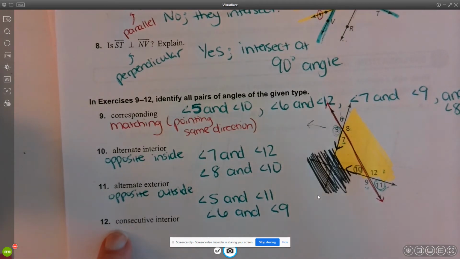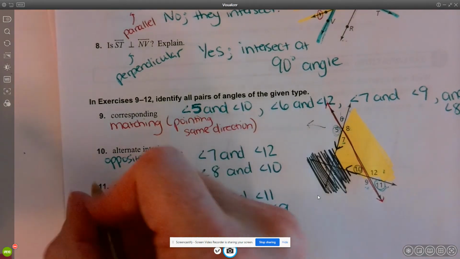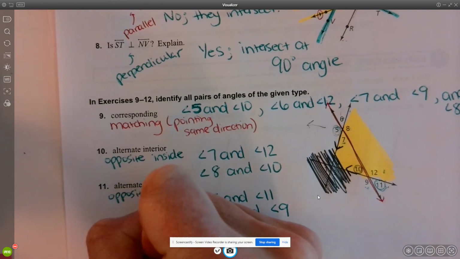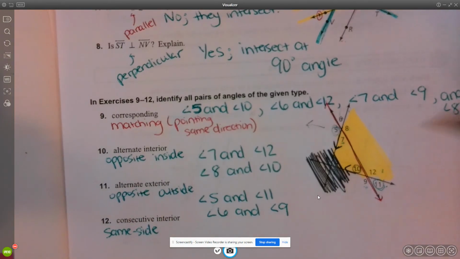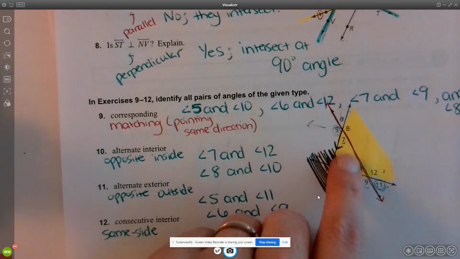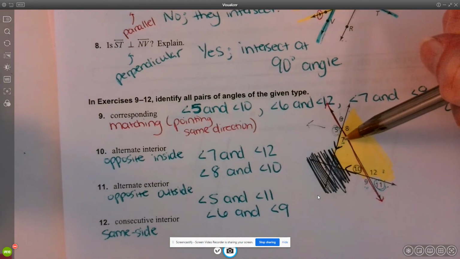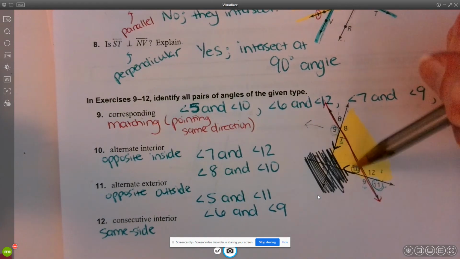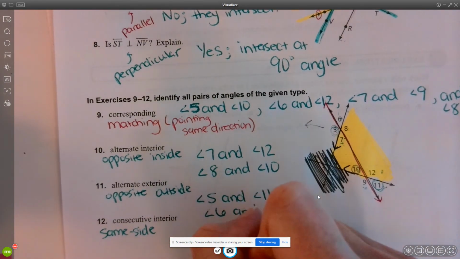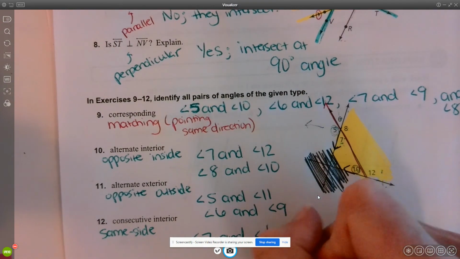Lastly, we got to identify a pair of consecutive interior. Consecutive means same side, remember. So these two angles have to be on the same side of the transversal, and they both have to be inside the two lines, so inside in the yellow space. So angle 7 is an interior angle. Its consecutive or same side interior angle would be angle 10. They're both on the left side of the transversal, and they're both inside the two lines. So angle 7 and angle 10.